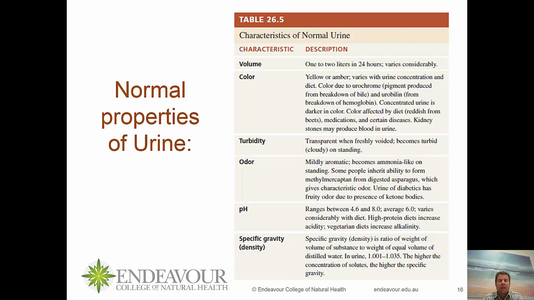Specific gravity, this is really just a reflection on how concentrated our urine is. So the normal range is 1.001, which is very much like water, and it can go right up to 1.035, and that really just reflects the concentration of solutes in the urine.